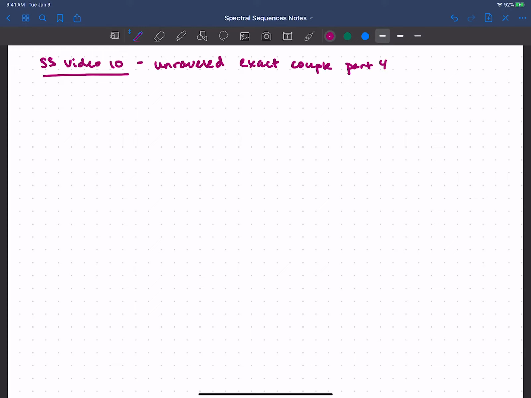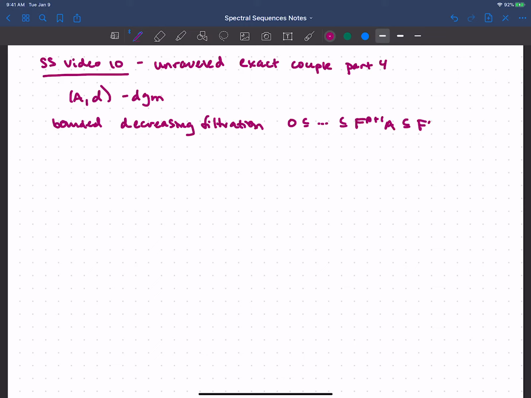Look at the unraveled exact couple for this situation, and this is really just a sanity check. This is essentially the same thing we've done before, but what's our setup? Well, remember, we were starting with some differential graded module that had a nice filtration. So let's say it has some bounded decreasing filtration, thinking maybe of a chain complex, like the cellular cochain complex for a space. But in general, just some DGM with a filtration.